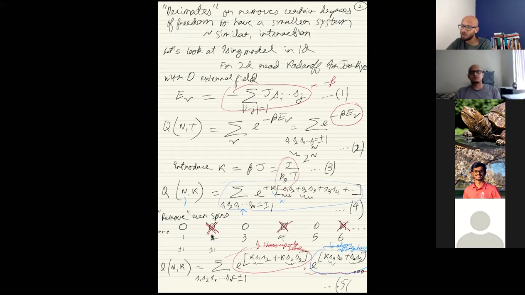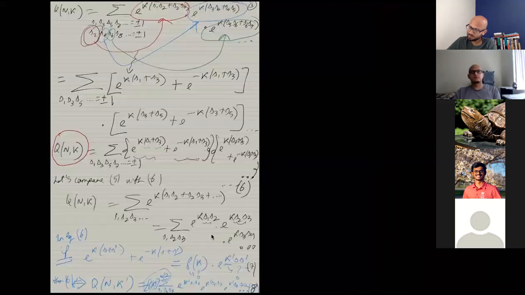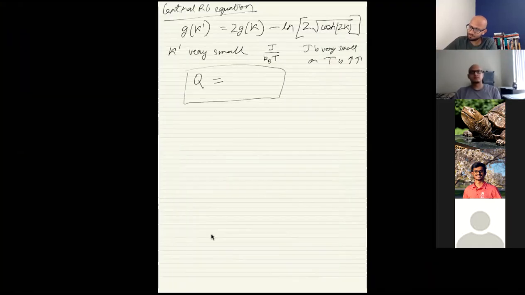No. How many microstates? Let me put it this way. How many microstates can an Ising model take if every spin can take 2 values? Two to the power n. 2 to the power n, there you go, exactly. And each contribution is 1. So this is why this is so wonderful. If k prime is very small, then q is 2 to the power n.